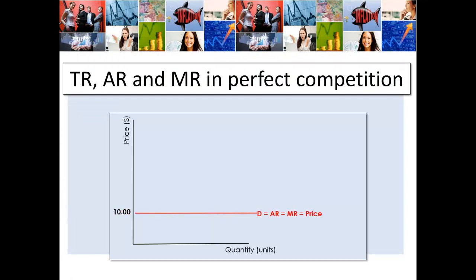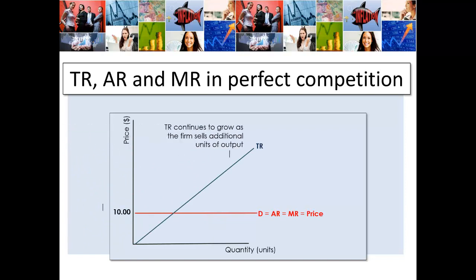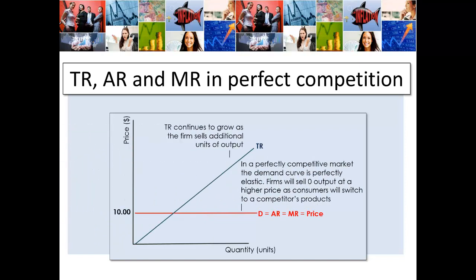And if we graph this, we get this flat demand curve, perfectly elastic demand curve, and demand is the same as price, and price is equal to average revenue, which is equal to marginal revenue. So marginal revenue and average revenue stay the same as price. Total revenue, of course, continues to grow as the firm sells additional units of output.